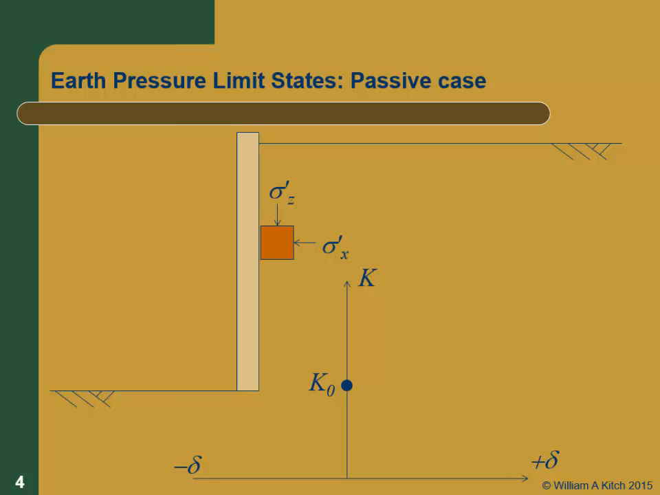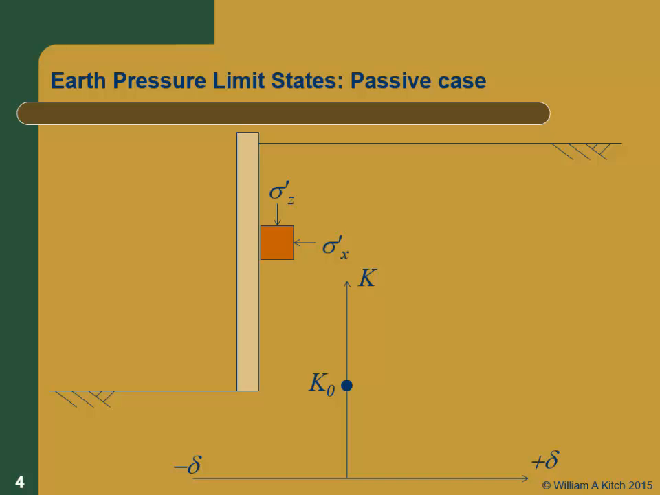So what's going to change as I push that wall to the right? Well, first of all, what's not going to change with my soil element there? Vertical stress cannot change, because it's just the summation of gamma z. So what is going to change? Which way is it going to go? It's definitely got to go up.